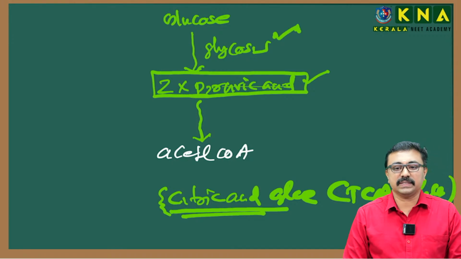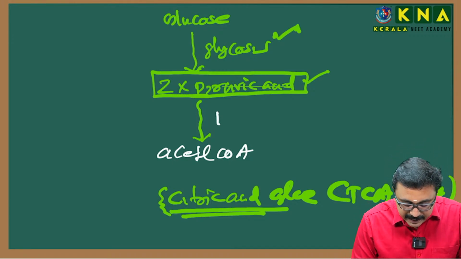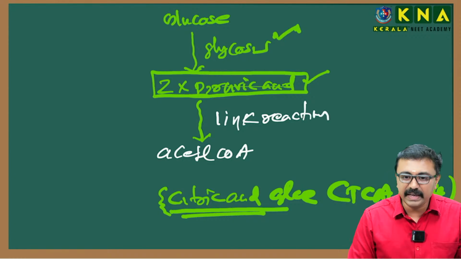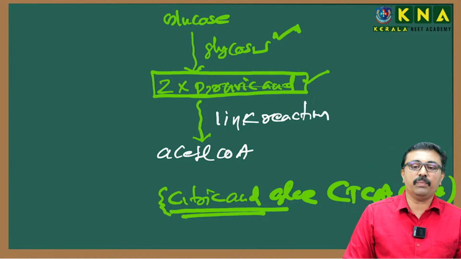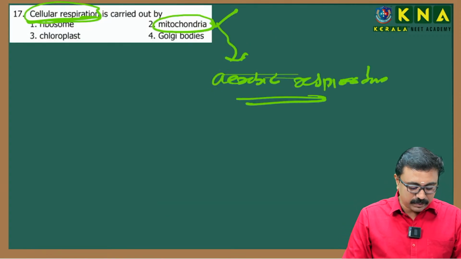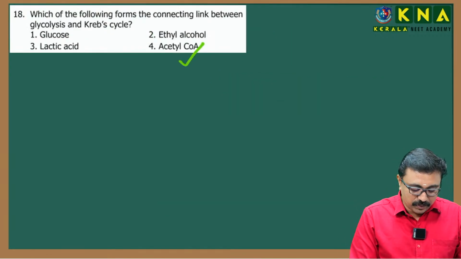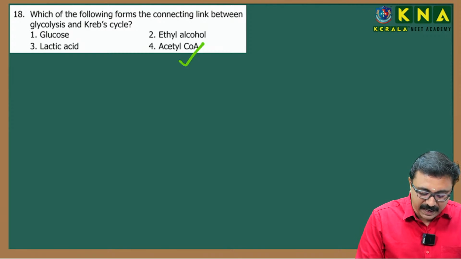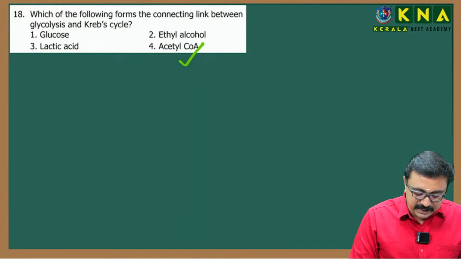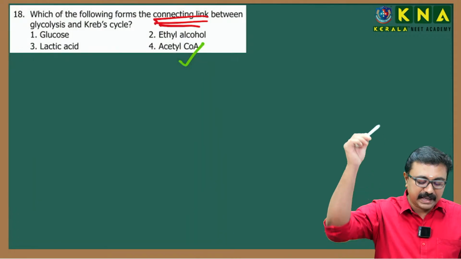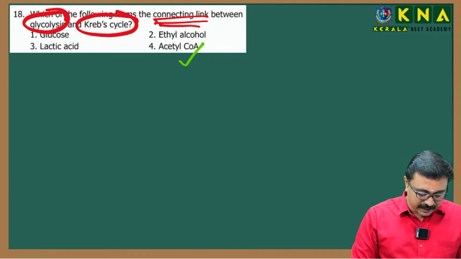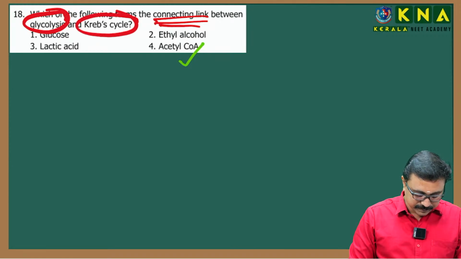This process is called link reaction, or you can use the term oxidative decarboxylation. Okay, link reaction. Question is, which of the following forms a connecting link between glycolysis and Krebs cycle? So we understand that.